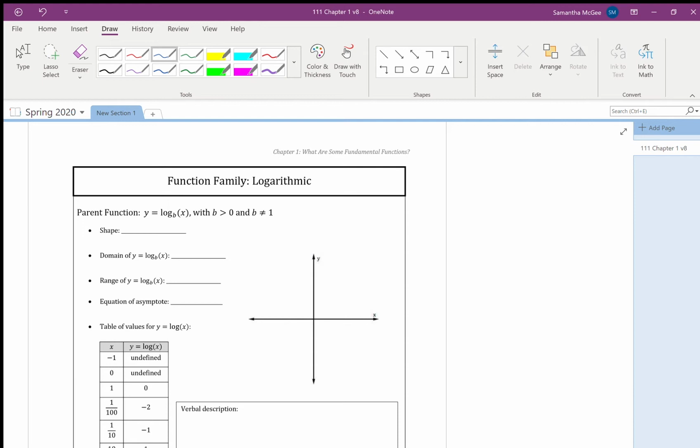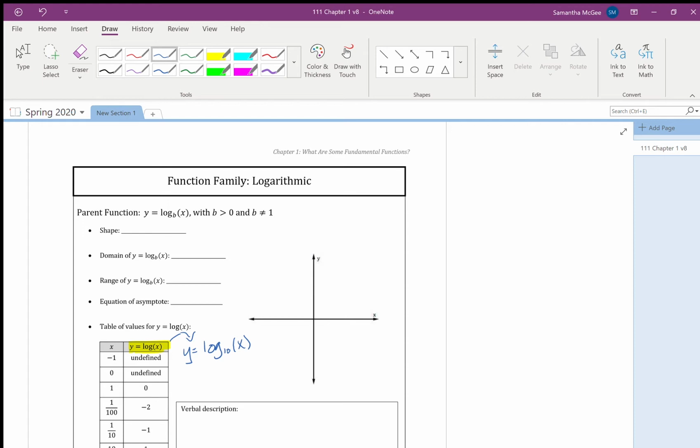In this particular example, if we look at the table, they're having us look at the case of just log of x. When we don't see a number, that's really log base 10 of x. So if you don't see a number, it's base 10. It's just common practice not to write the 10.